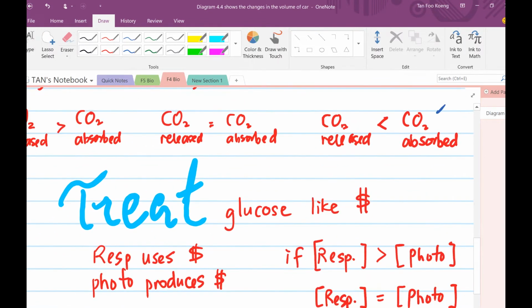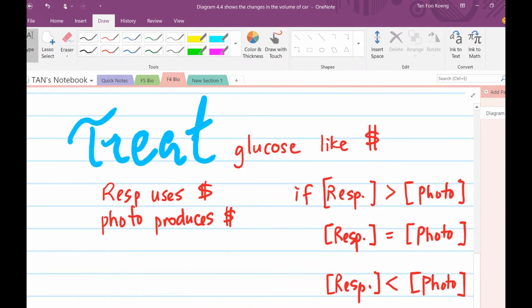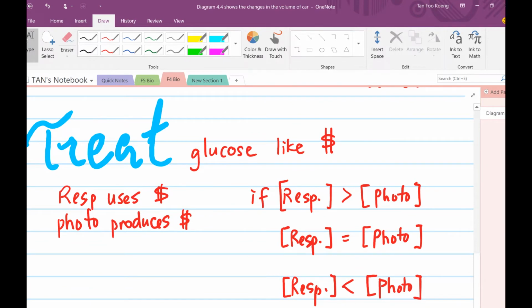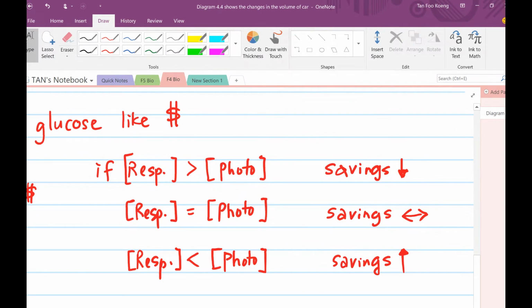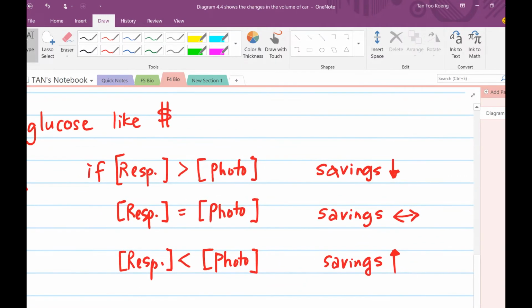Okay, so alternatively, we can understand it this way. Now let's treat the glucose like money. Respiration uses up money, the glucose, and photosynthesis produces money, the glucose. So if the respiration rate is greater than the rate of photosynthesis at low light intensity, then what happens to the glucose in the plant? There is a net loss of glucose, so your savings go down.